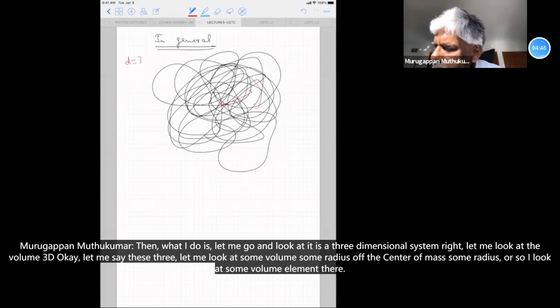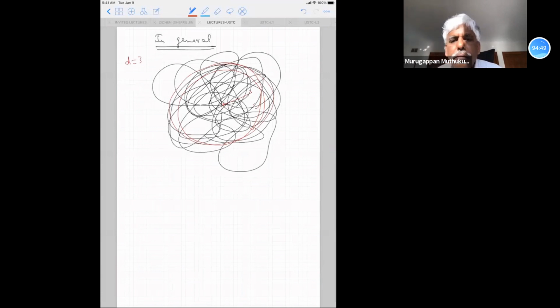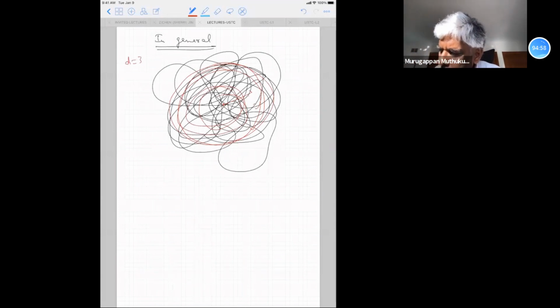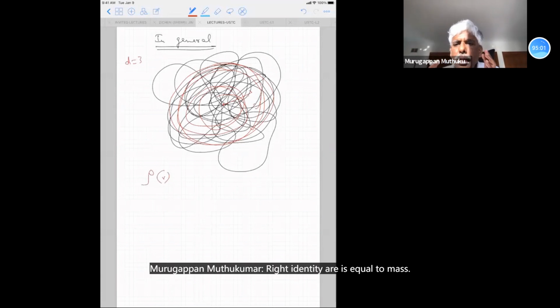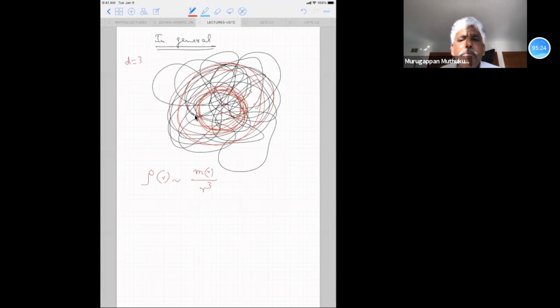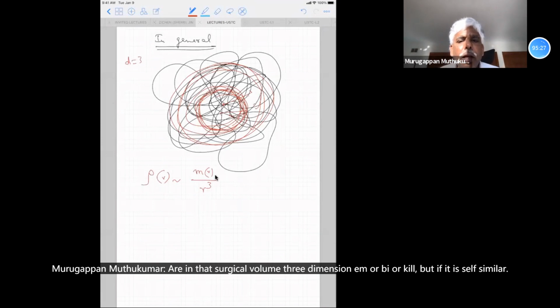So I look at some volume element there, at some radius R. Then the density, right? A density at R is equal to mass, the number of segments in that volume, divided by volume, R cubed in this case. That's the density. Density is m(R) by R cubed. M is the number of monomers in that volume. Suppose you make a radius R, I define some radius there, in that spherical volume, 3-dimensional, m(R) by R cubed.